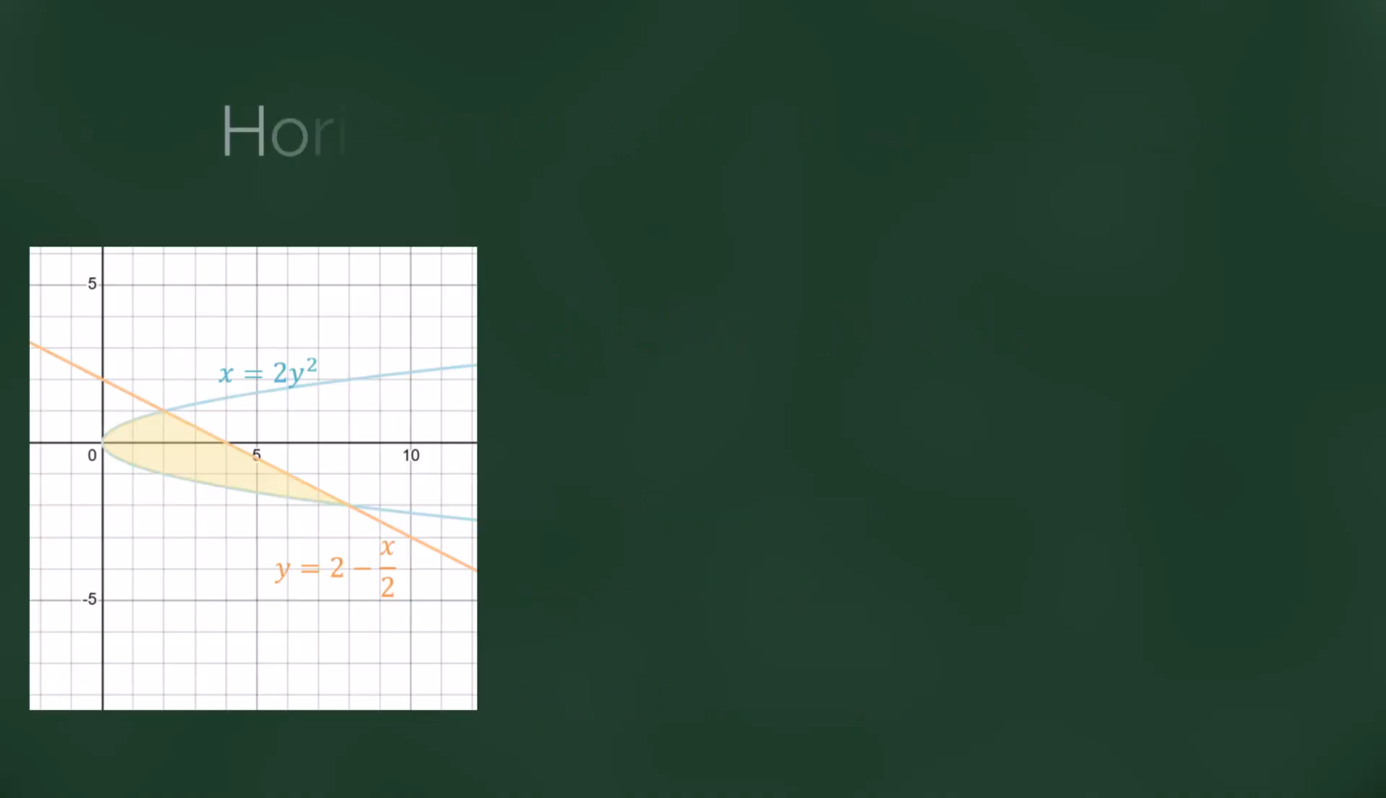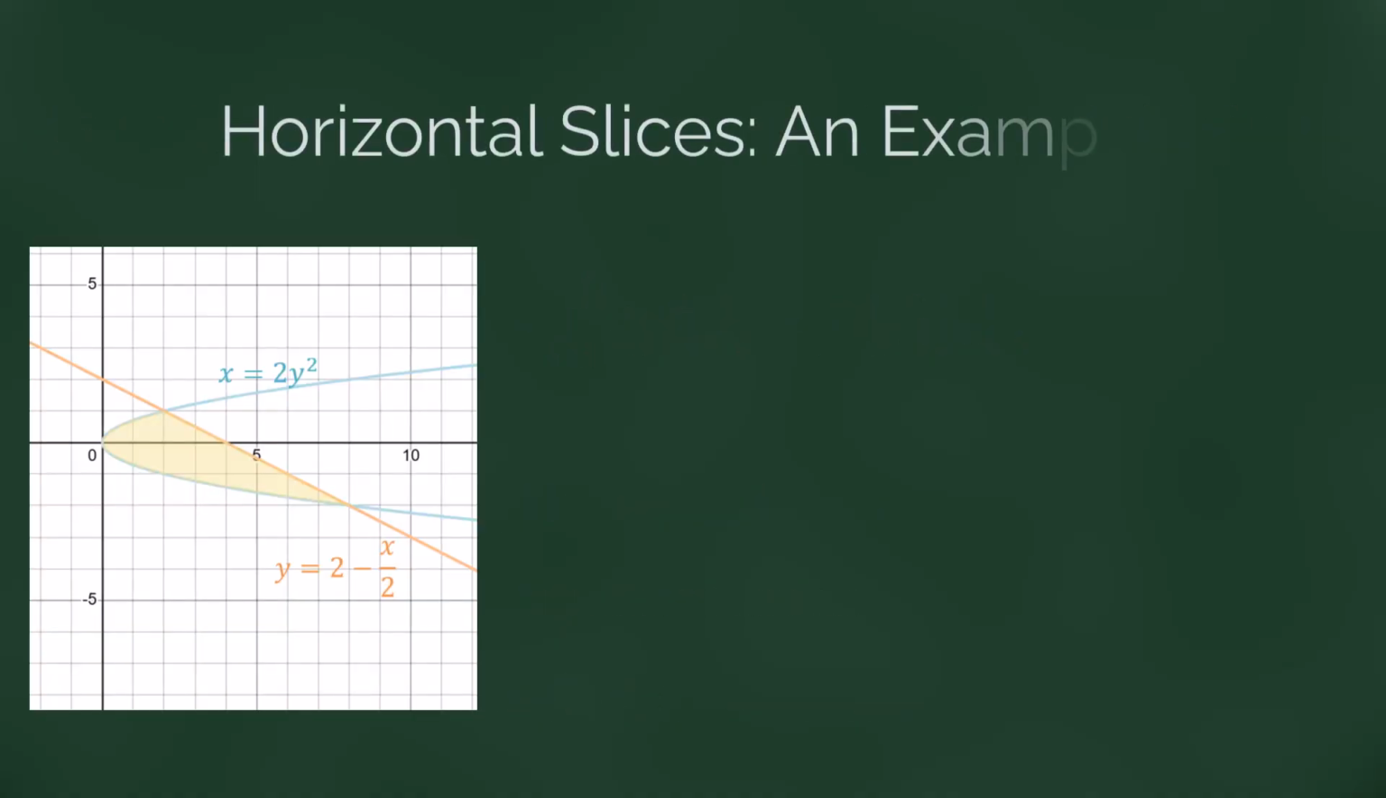Let's take a look at an example that requires us to use horizontal slices. Here we have the functions x equals 2y squared and y equals 2 minus x over 2. x equals 2y squared is already given to us in terms of y.